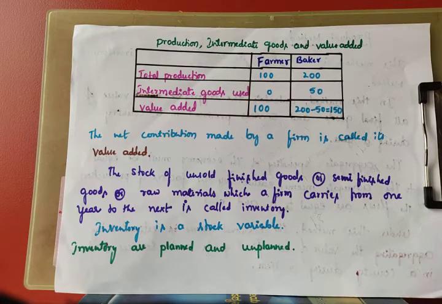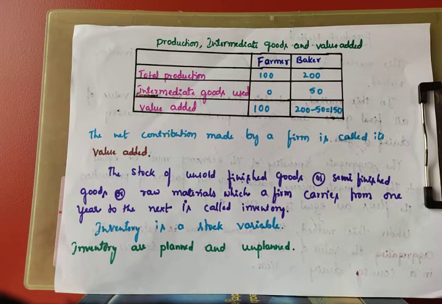Net means the value of product excluding depreciation. Without depreciation cost, what we calculate is net. With depreciation cost, what we calculate is called gross. So that is gross and net. Don't forget, gross value added and net value added are important topics. Gross means including the depreciation cost, net means excluding the depreciation cost.